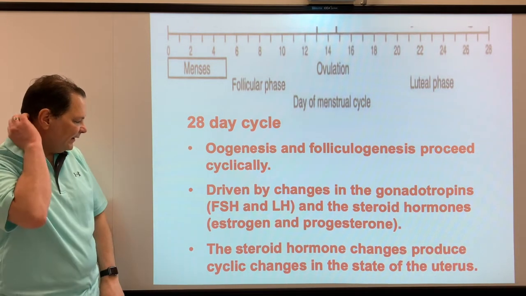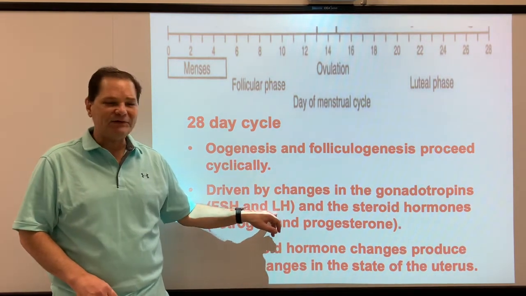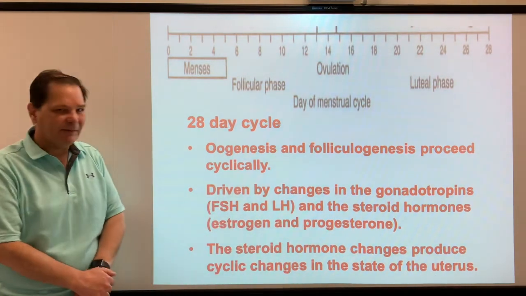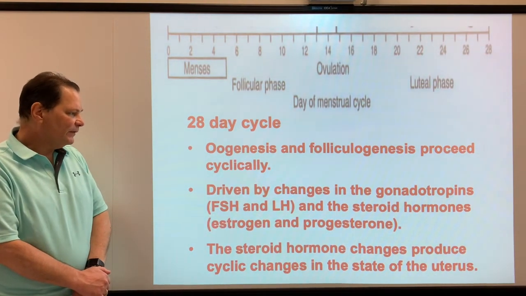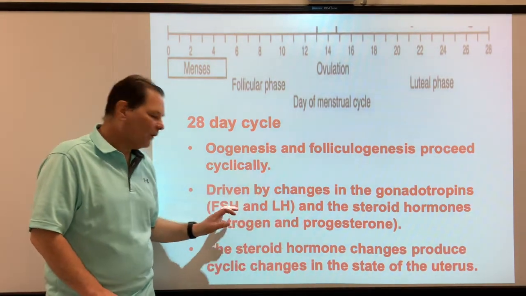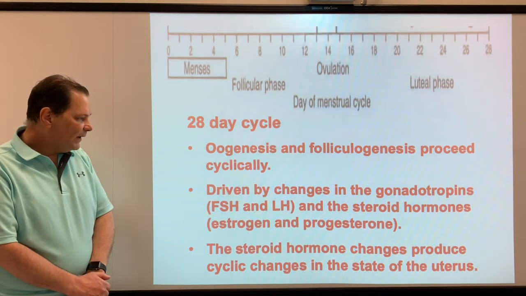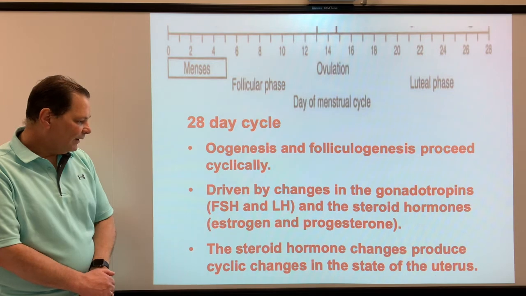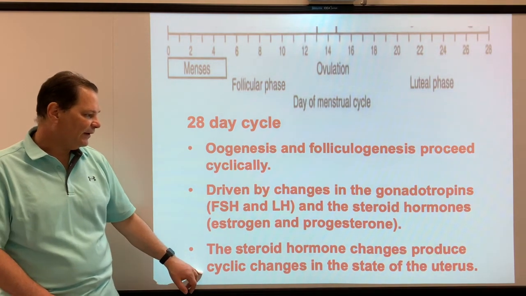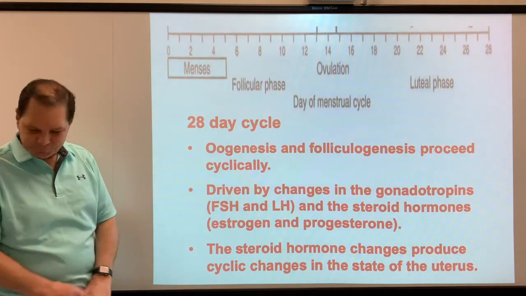The changes in the hormones are driven by changes in FSH and LH, your gonadotropins. These change estrogen and progesterone primarily in the female during the cycle, and so the cycle is characterized by the levels of these hormones, and we will go into that in enormous detail. The changes in these hormones also produce changes in the state of the uterus. And as we will find out, that is why you bleed.